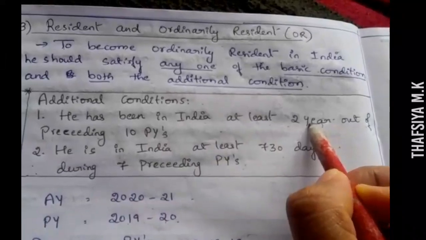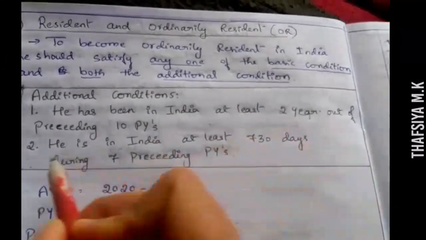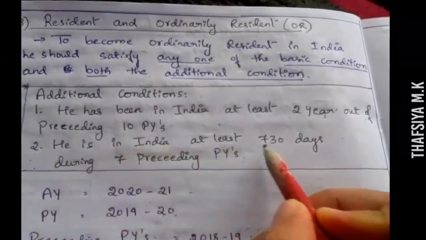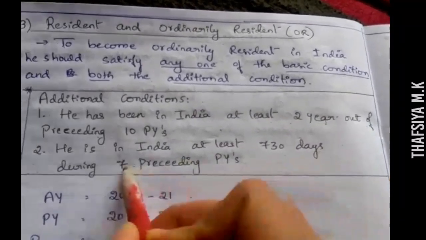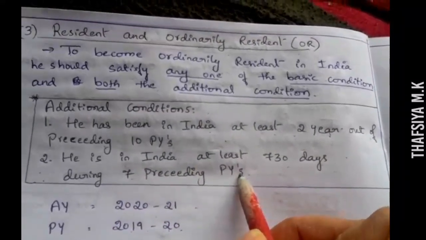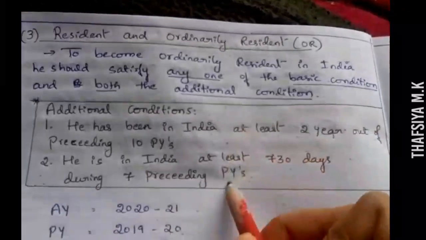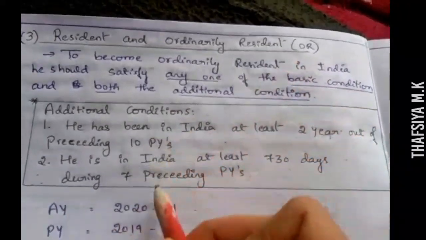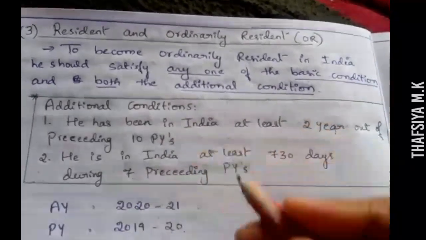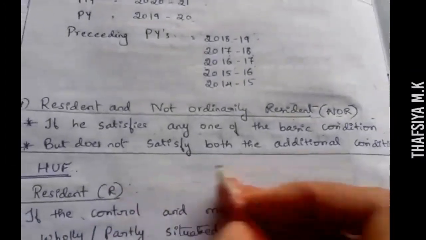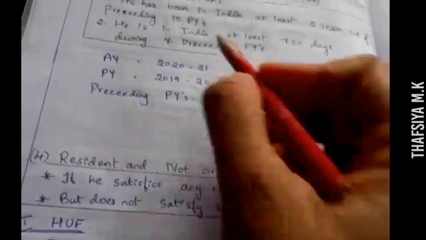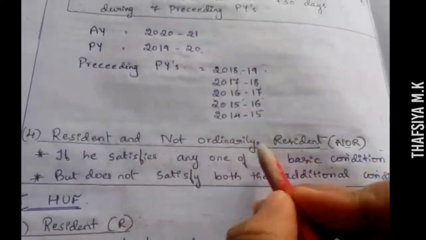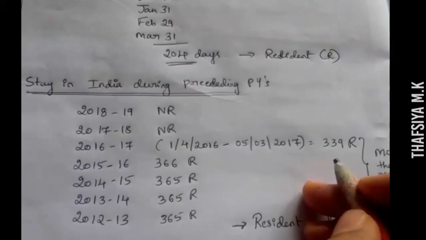In that, he should have stayed in India for at least 2 years. The second additional condition is that he is in India for at least 730 days during the 7 preceding previous years. So if both these conditions are satisfied, then he becomes ordinarily resident. If he fails to satisfy any one, that is, does not satisfy both the additional conditions, then he becomes not ordinarily resident.